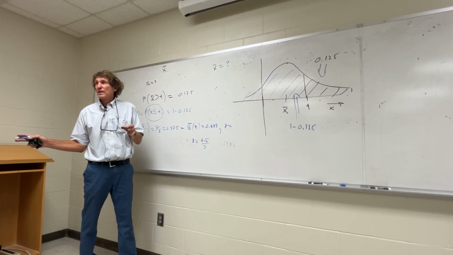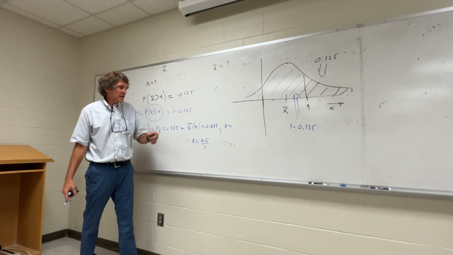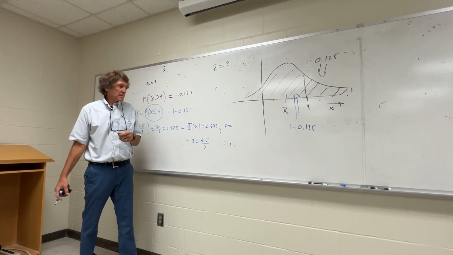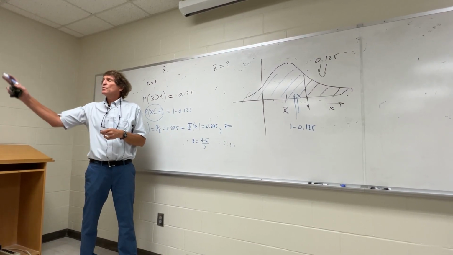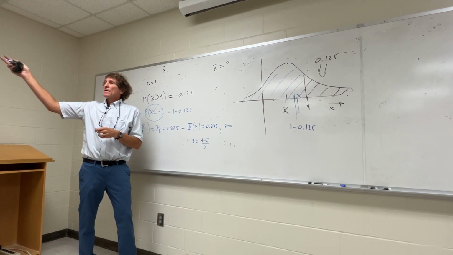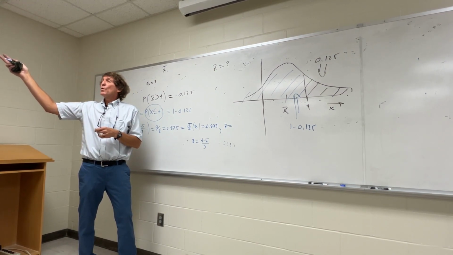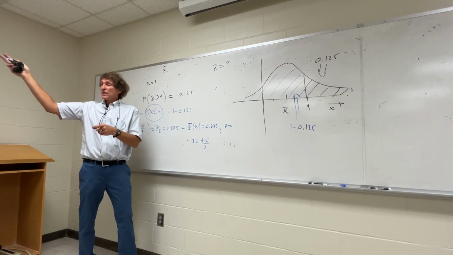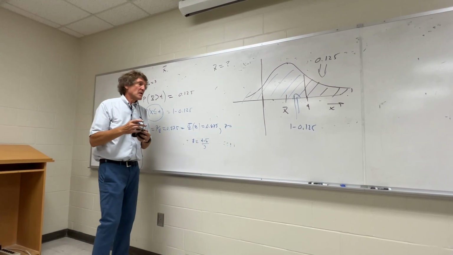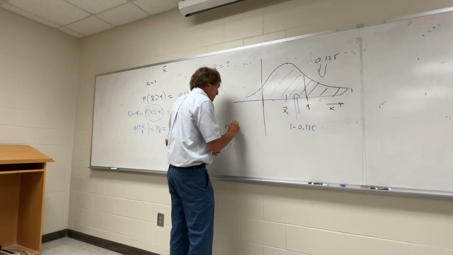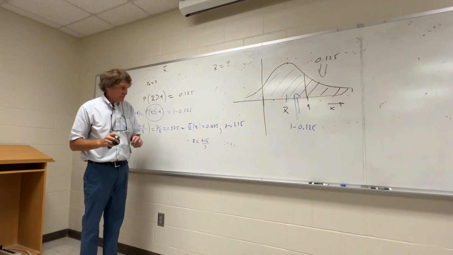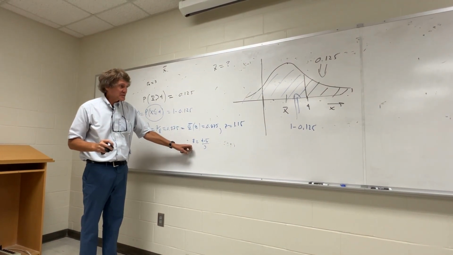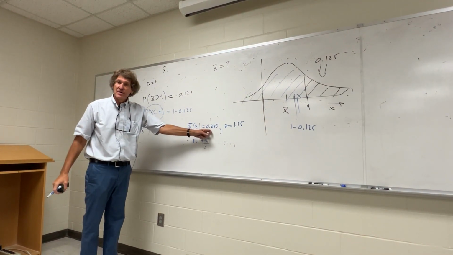What did you get for the answer? For the value of z right here. Say again? Who's saying it? 1.1? Is that right? That's correct. Oh, 1.15. All right. 1.15, that's the value of z. That's the value of the normalized variable right here, right? That corresponds to that area, right here. Can you all follow me?